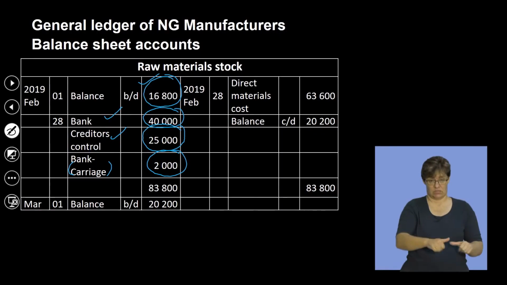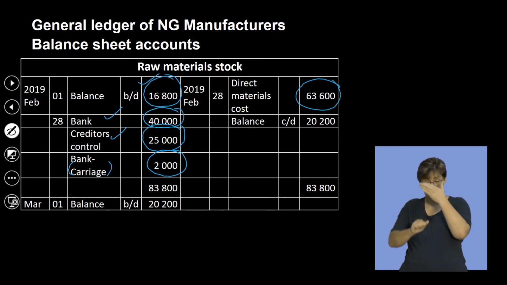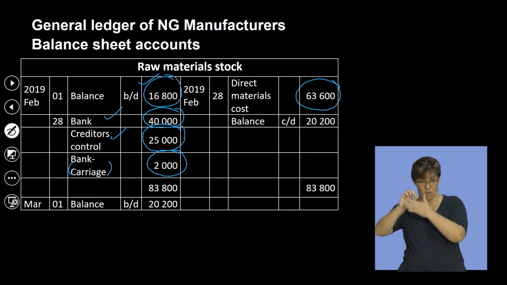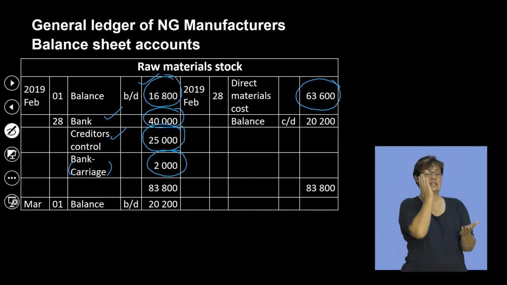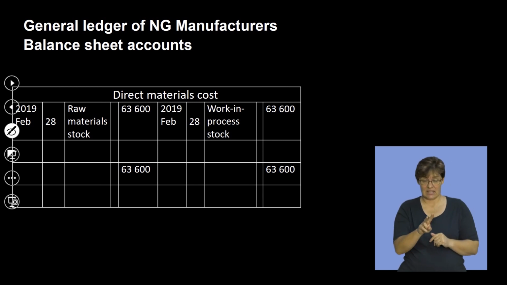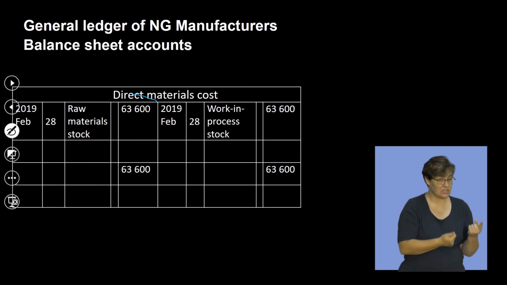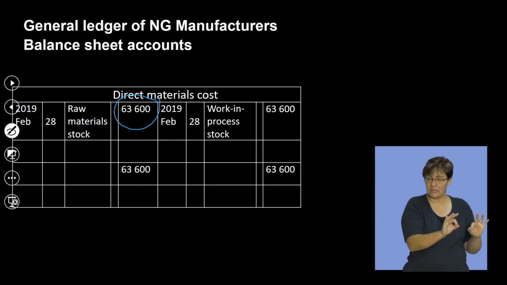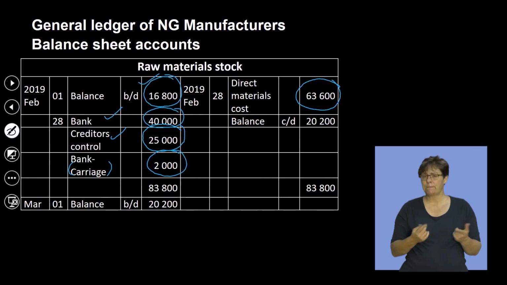Watch, it's taken out of raw materials. I credit my raw materials account 63,600, and I debit my direct materials cost. Watch this entry. There we go. Can you see direct material cost is then debited with the actual amount of raw materials that were used in the production process. Clear? Okay, now remember I said there's two ways of doing this.